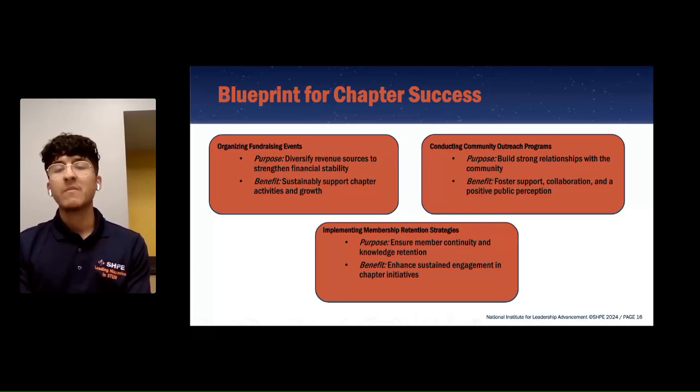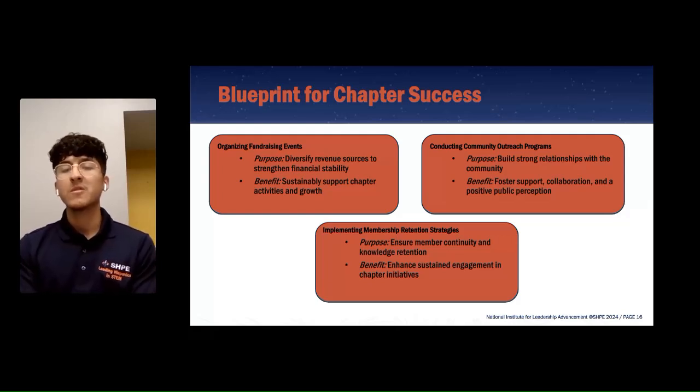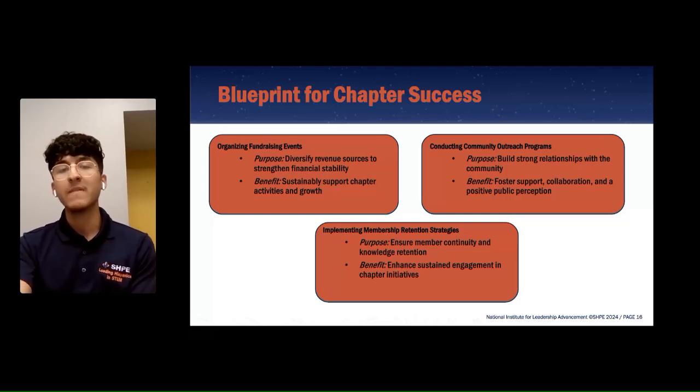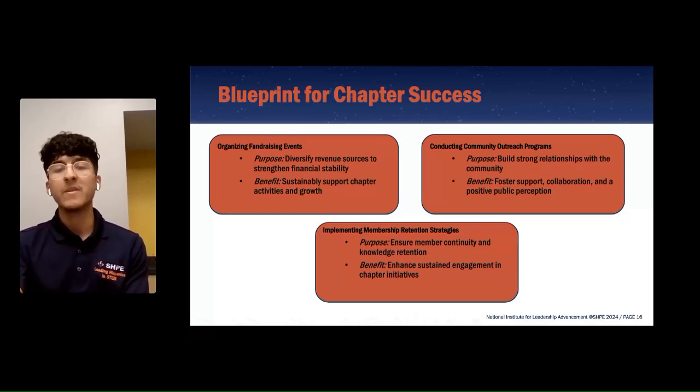Now let's finish it off with membership retention strategies. The purpose of this will be for you to ensure member continuity and knowledge retention. And the benefit from it will be that you're able to enhance sustained engagement within your chapter initiatives.